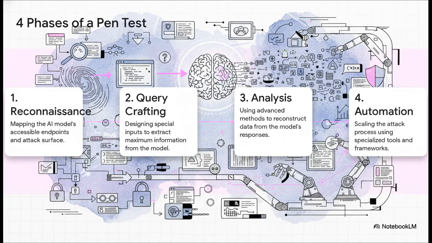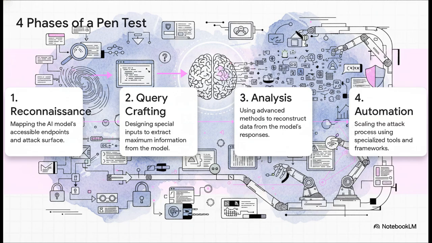First up is reconnaissance. That's basically casing the joint, mapping out every single way you can talk to the AI. Then comes query crafting, which is the real art form of designing tricky questions to get the model to slip up. After that is statistical analysis, where they sift through all the responses looking for patterns.